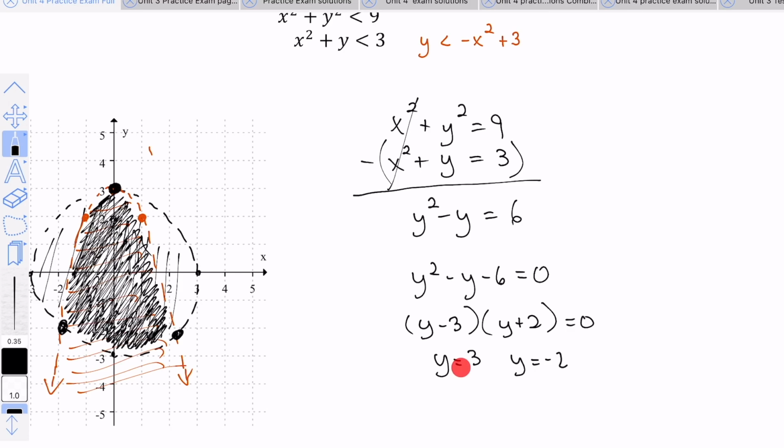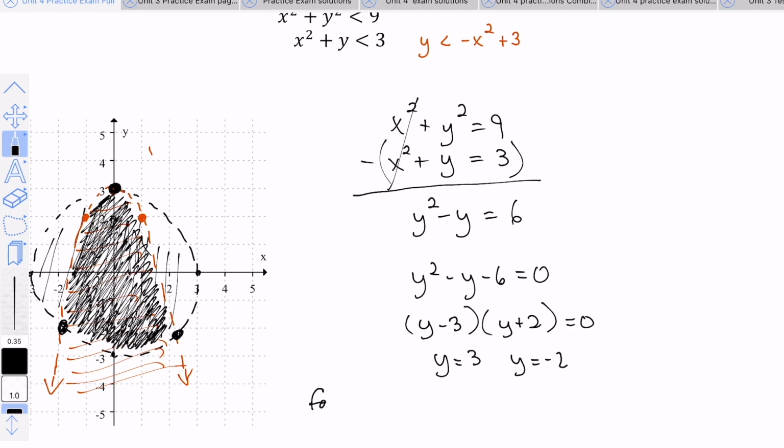So just looking to see if these even match, y equals 3 looks like it matches up with this point right here, so I anticipate that we'll get an x value of 0 for that point. And then y equals -2 kind of matches up with these 2 points, so I anticipate we'll get possible x values right around 2 and -2 once we plug those in. So next step, like I said, find the x values that correspond with these y values.